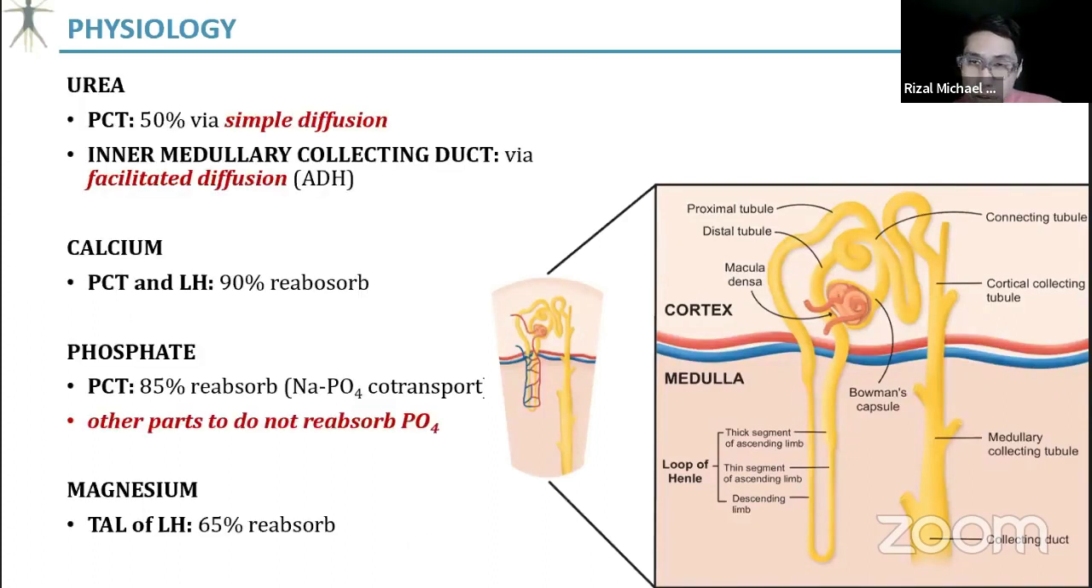So I said earlier, most of the reabsorbed substances are in the PCT except for magnesium. Magnesium is mainly in the thick ascending limb of Henle. And then your calcium is both PCT and then loop of Henle. Your urea is PCT via simple diffusion, but facilitated naman siya kapag sa collecting duct. Okay? And then phosphate is mainly in the PCT.